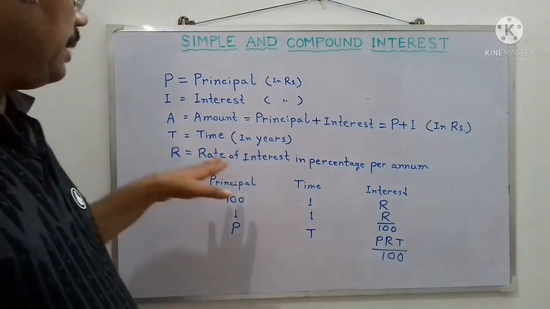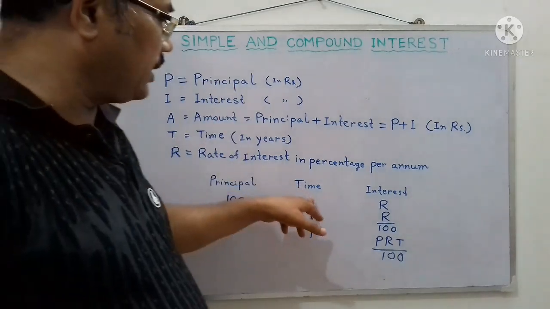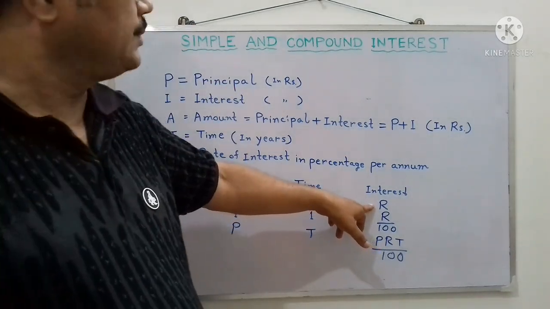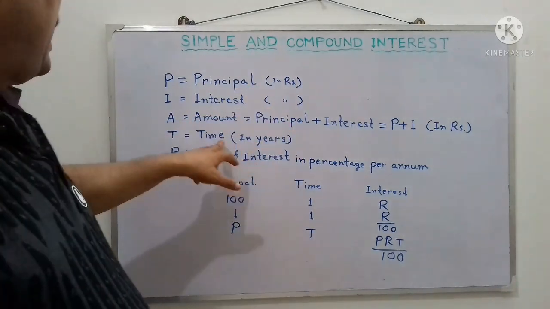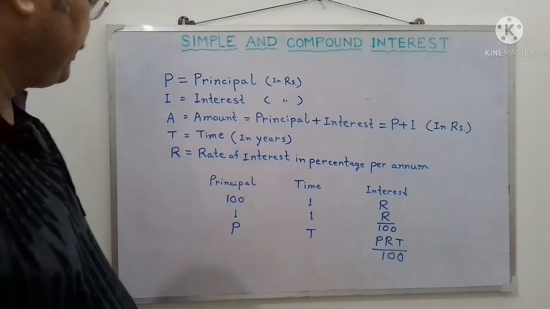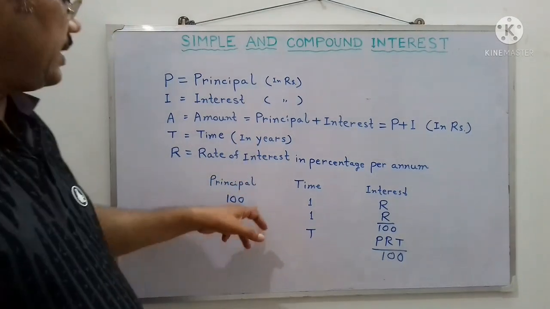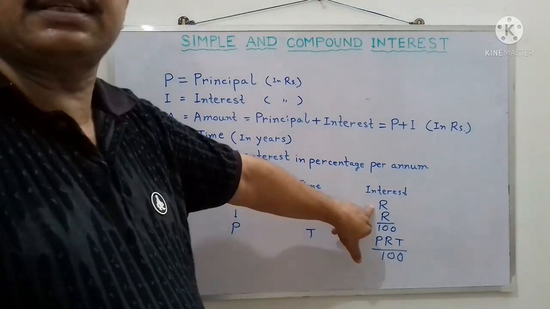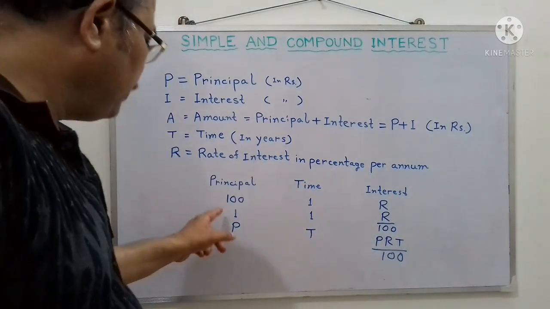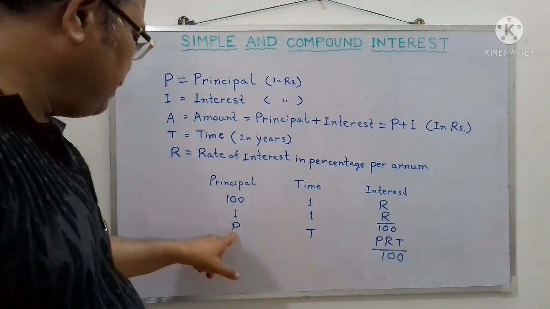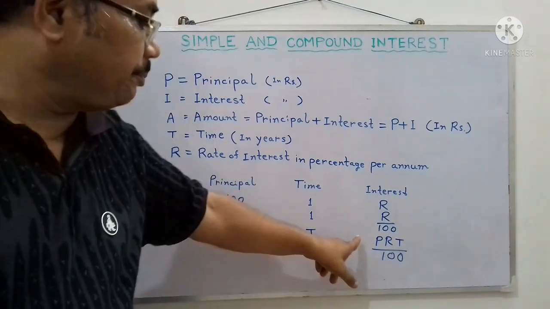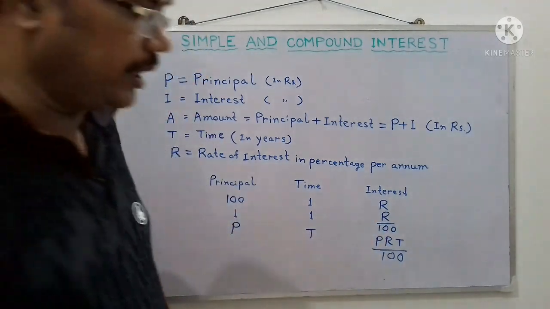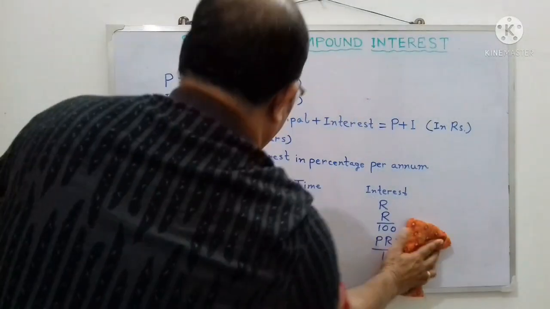That means if the principal is 100 rupees, then after 1 year the interest is R. The units considered as principal, interest, amount, etc. are in rupees, and time T is in years. So by the unitary method, if the principal is P, then after T years the interest will be PRT by 100.